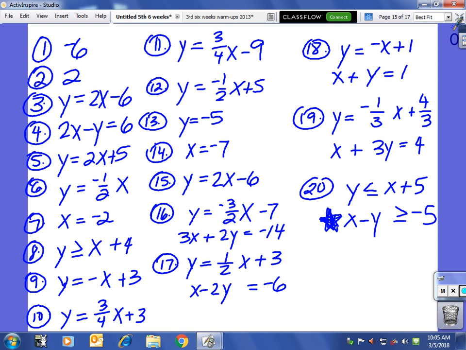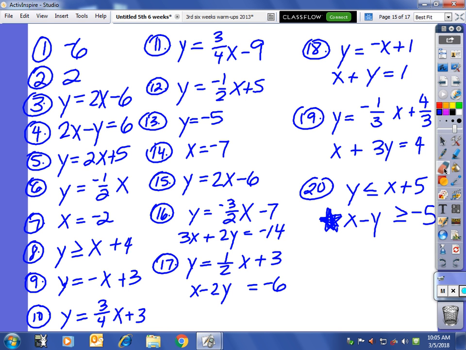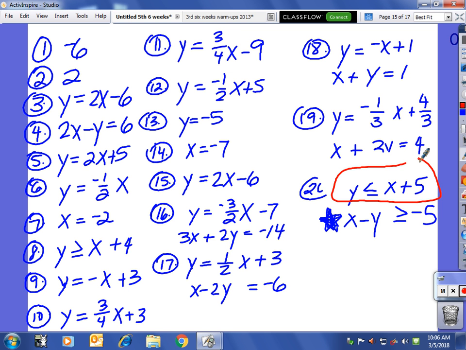On number 20, when I put it in standard form, let's look at number 20. What happens when I put it in standard form? So you're okay with this, right? Okay, because it was definitely shaded under. I could tell the slope was a positive 1 and the y-intercept was a 5. Now, standard form, x's and y's are on the same side, right? So I'm going to move that x to the other side. It's going to become negative x plus y is less than or equal to 5. They might have that version down there, and we'd be done.